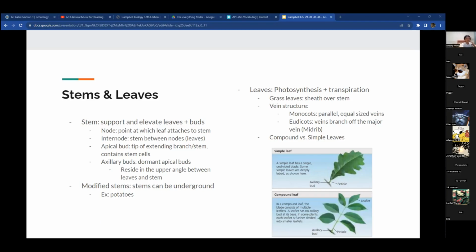Leaves, we talked about this before, a difference between monocots and eudicots. Monocot veins are parallel and equally sized. Eudicots have branching veins. They have one major vein called the midrib, and all the other veins branch off of it, right?